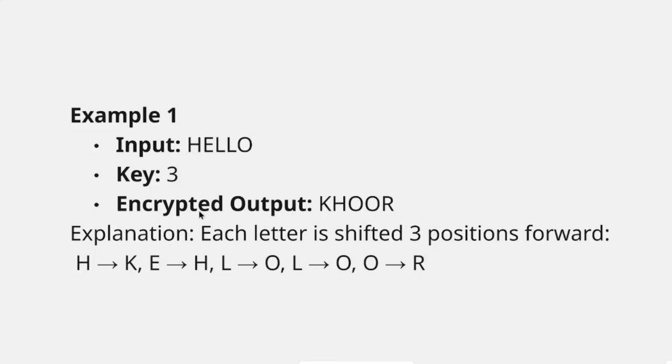So here is the explanation. Our key value is 3, right? So we have to shift each character 3 positions forward. After H, the third position is K: H, I, J, K. So at the H position K came, and at the E position H came, as a shift by the third position. Like that, we are going to shift each and every character in the string so that the encrypted output will be obtained.